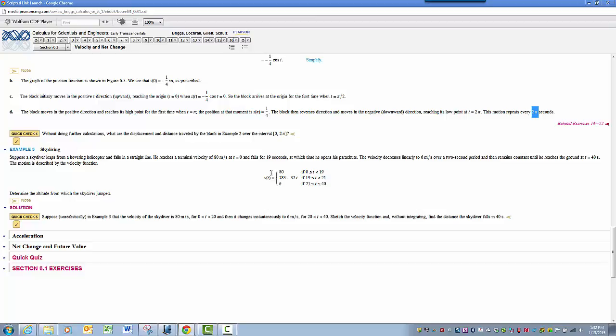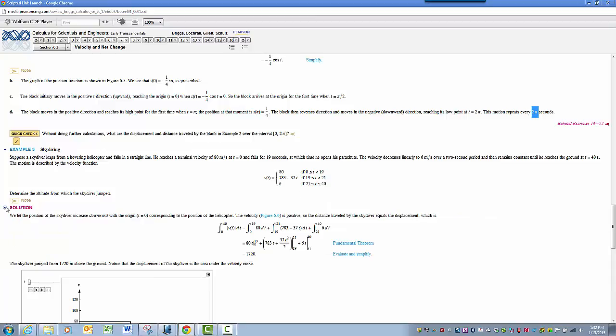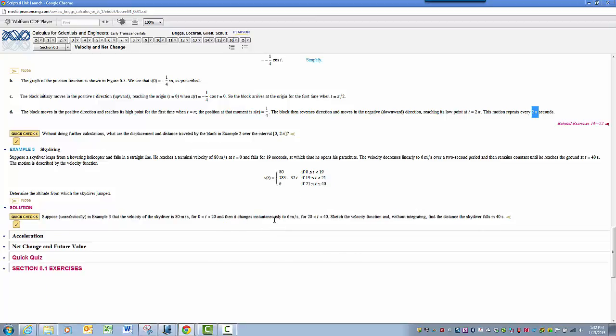So try this skydiving example. We've got a piecewise defined function. See if you can figure it out, and then of course you can go ahead and check the solution. Make sure that you work things with your calculus. Make sure you're using your integration techniques to solve that. If you can't figure it out, again, please let me know and we'll work through it.